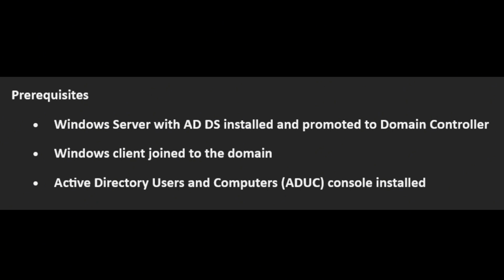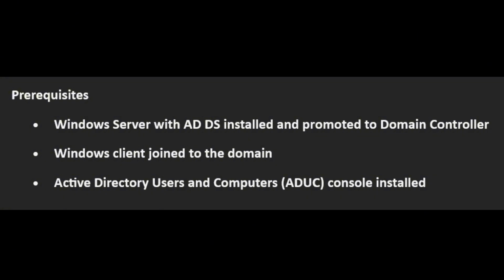The second thing we'll need is a Windows client machine. That's a regular desktop, and it's joined to our domain. We'll use this client later to test our security rules and verify that our delegation actually works. And finally, we need to make sure we have the Active Directory users and computers console installed, open, and ready to go. That's our main graphical tool for everything we're about to do.